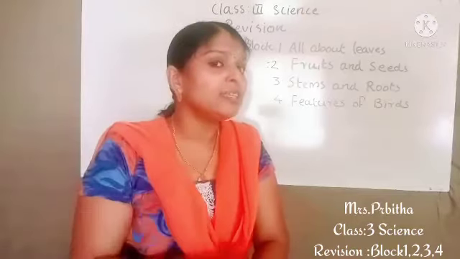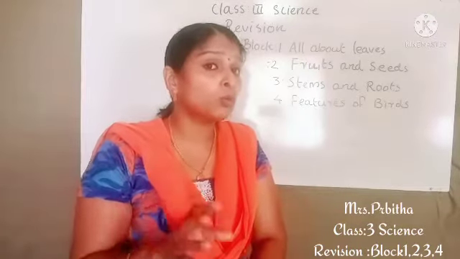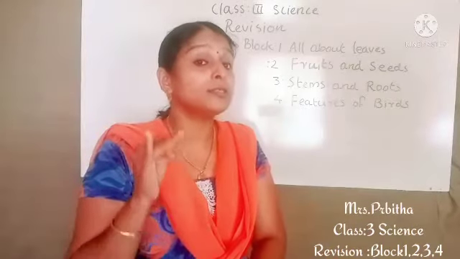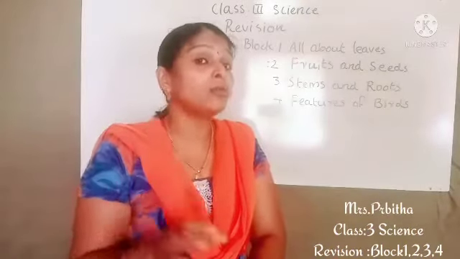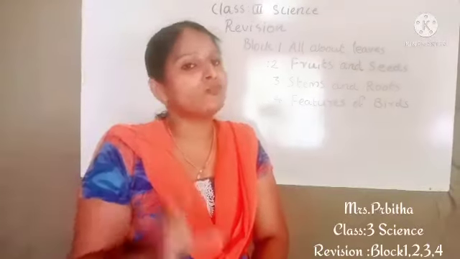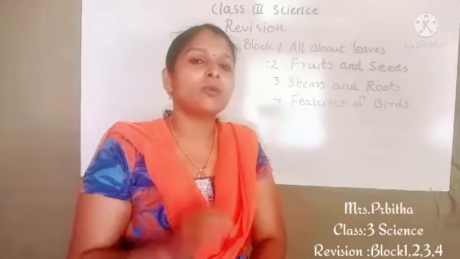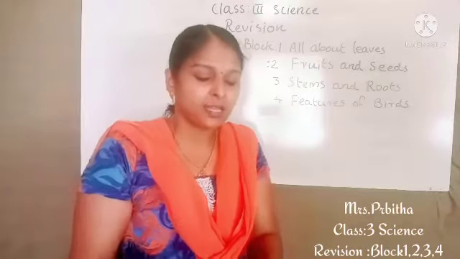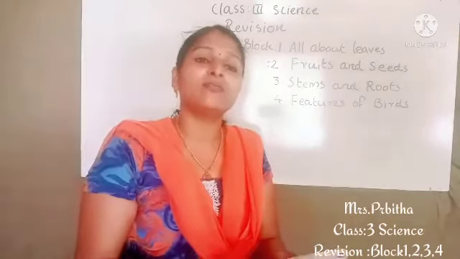What are the things needed for a plant to cook food? Yes, the leaf needs air, water, sunlight. If it gets all those things, the leaf cooks food for the plant. So these are all the things needed for the plant to cook food. This much only we have to study in the first block.